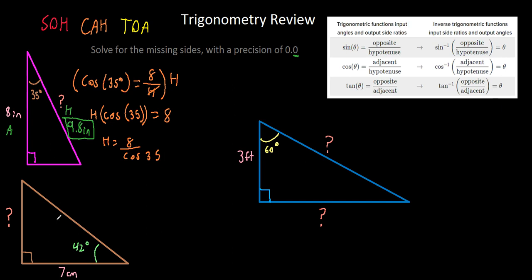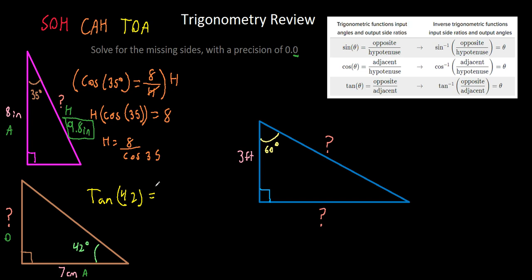So let's try this second one. In the second one, we're given an angle and a side, and again, we're given the adjacent side, but this time, we're looking for the opposite. So we know the adjacent, and we're looking for the opposite. Well, which one of these uses adjacent and opposite? Well, that's tangent. We get the tangent of the angle, 42 degrees, equals opposite over adjacent.